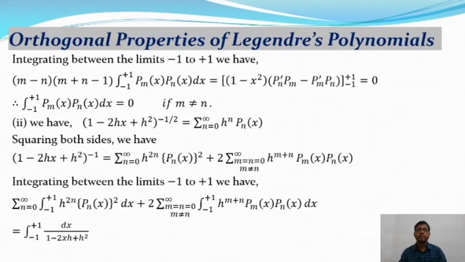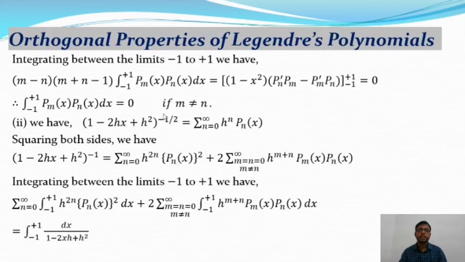And after that we will discuss the second property of the orthogonal properties of Legendre polynomials. So we have (1 - 2xh + h²)^(-1/2) equal to the summation over n equals 0 to infinity of h^n Pn(x).